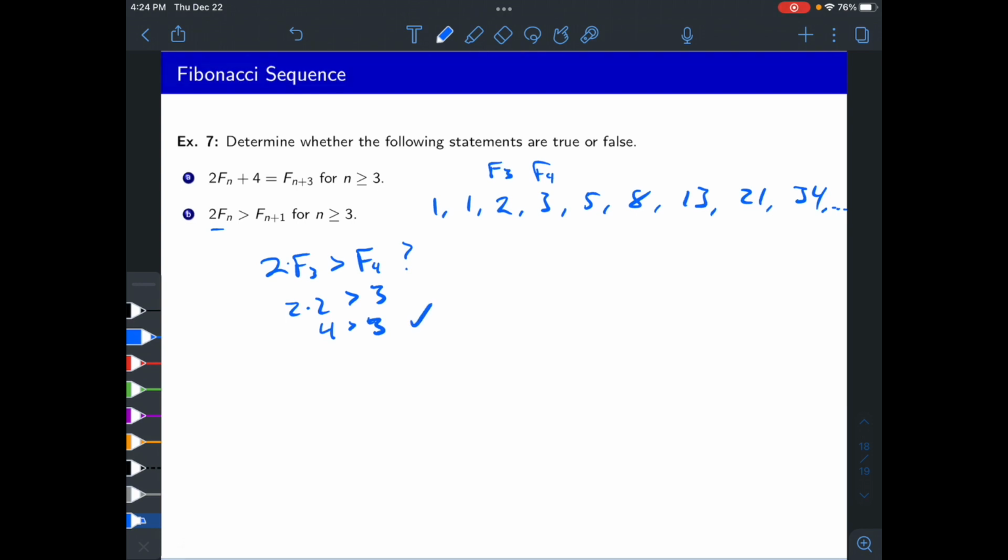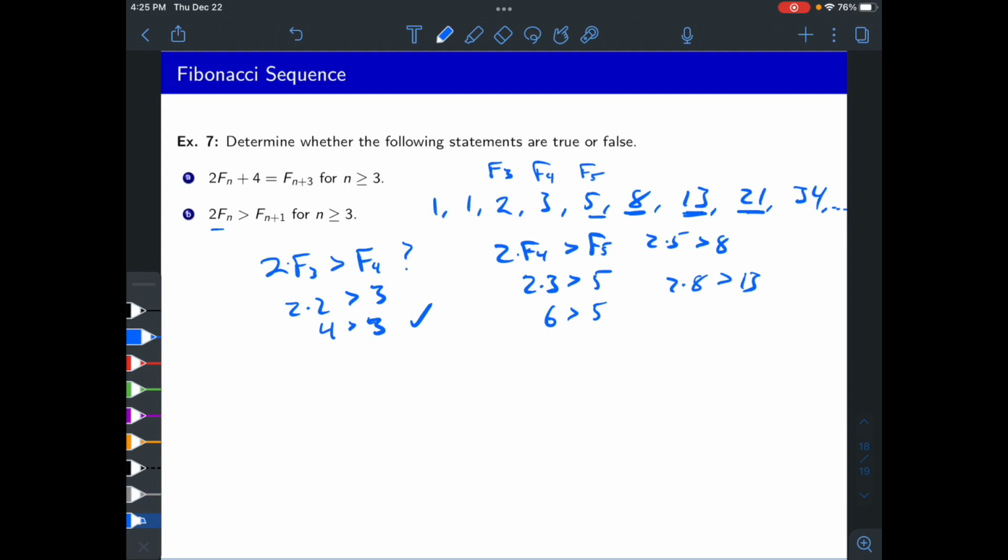So this one would be a solid yes. So far, so good. But again, we've seen before that just because it's true for the first one doesn't mean that it's true for all of them. So what about 2f4? Is that greater than f sub 5? f sub 4 is 3, so 2 times 3, is that greater than the next entry, f sub 5, which is equal to 5? And yes, 6 is greater than 5. Let's do it for the next one. Is 2 times 5 greater than 8? Yes, it is. Is 2 times 8 greater than 13? Yes, it is. That's 16.